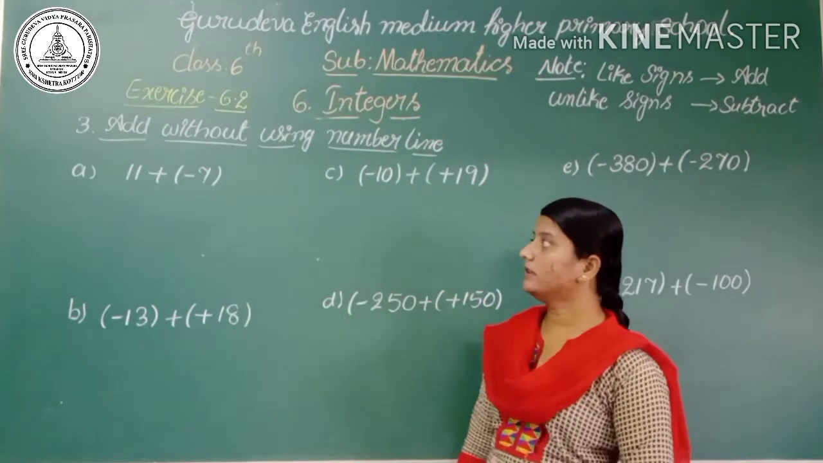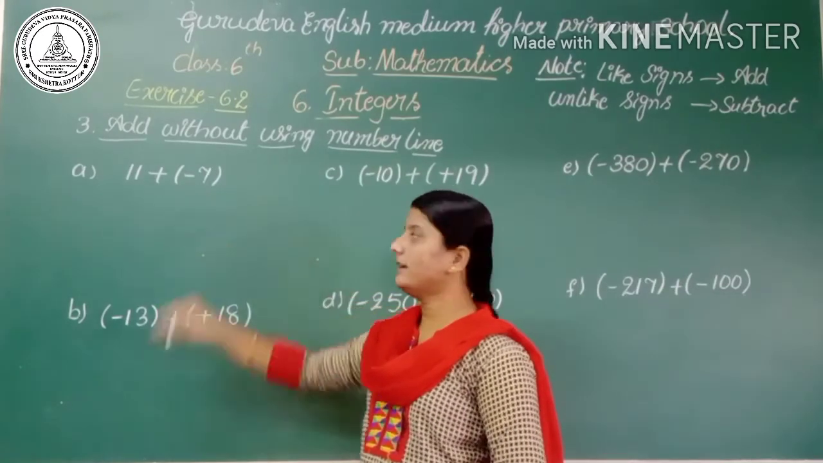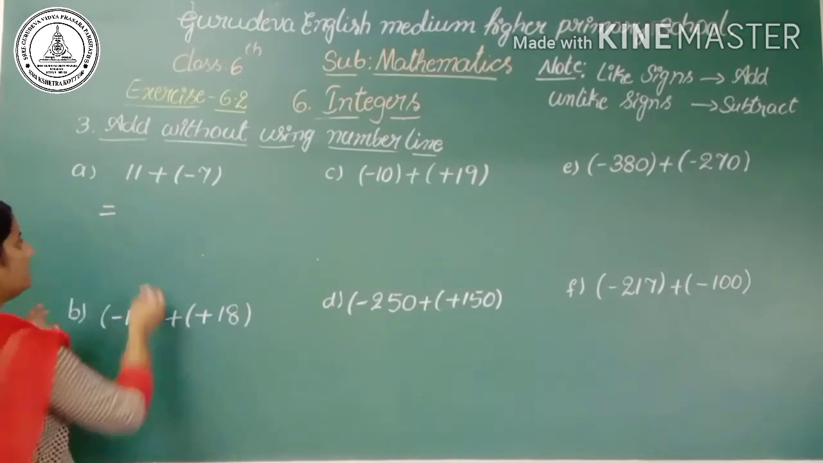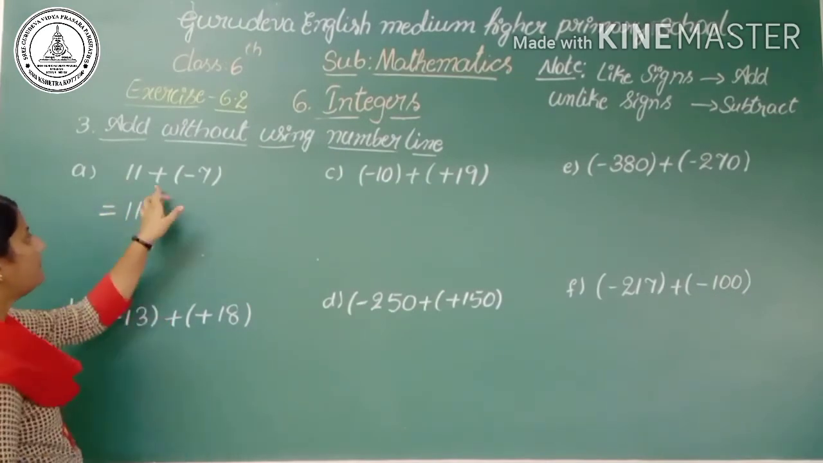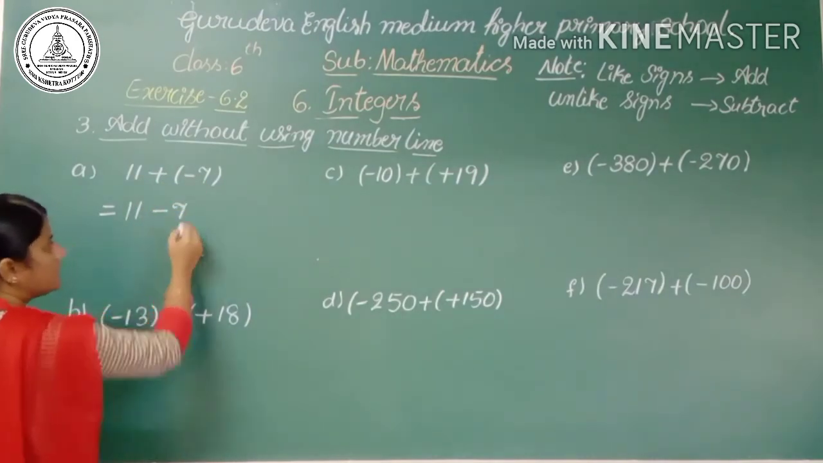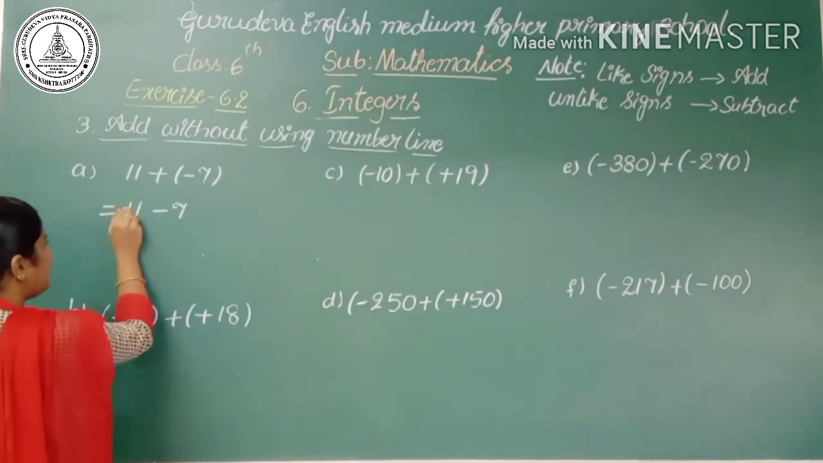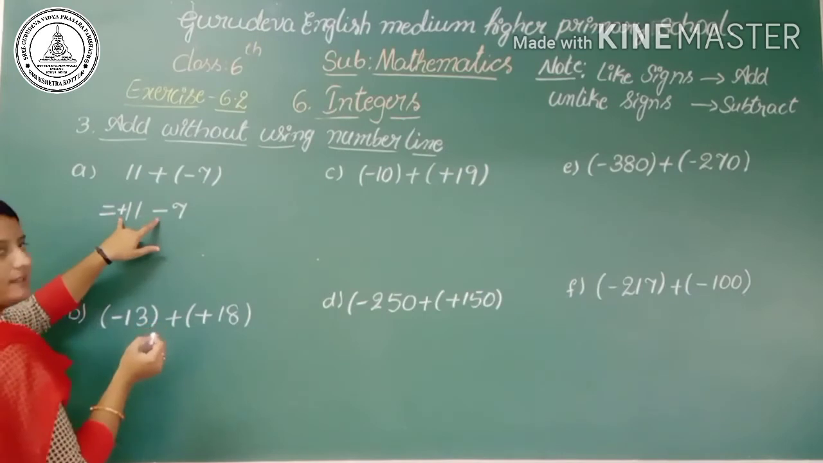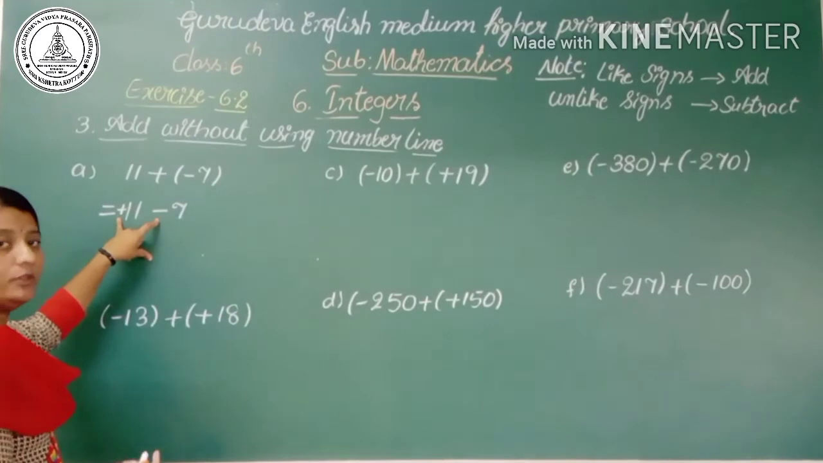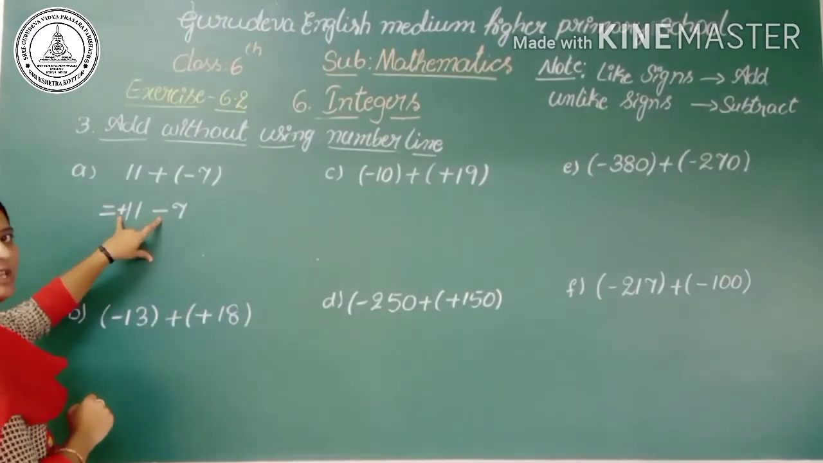Then next, do the first question. It's 11 plus minus 7, right, equals 0. So which is equal to: first write the 11 as it is, and plus of minus 7, so write the minus 7. We have to subtract. So now you see here, 11 is a positive integer, which means it has a plus, and minus 7. So here plus and minus are unlike signs. So what do we have to do? We have to subtract, right? Plus and minus are unlike signs. We have to subtract.